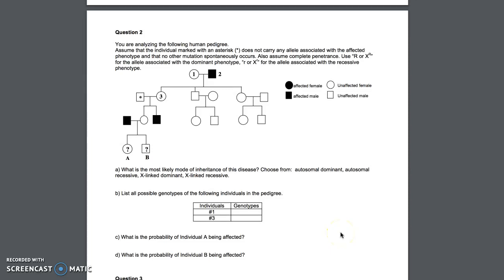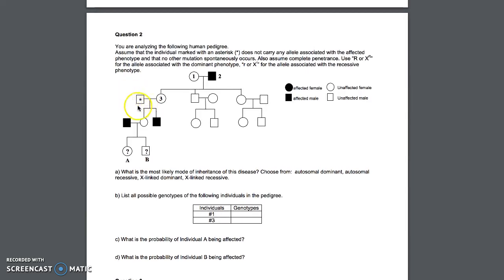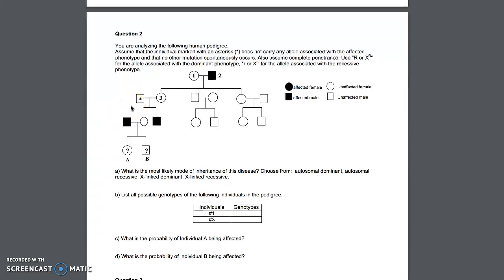Hello, I just wanted to take a few minutes to go over question 2 because I went a little astray during lecture. It wasn't quite as tricky as I was making it. So the asterisk tells us that this individual does not carry the diseased allele. And so that is the first important point that we need to think of when we're looking at this pedigree.